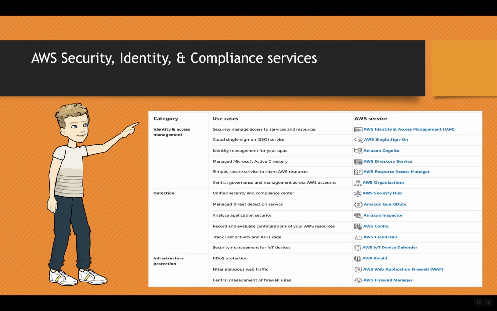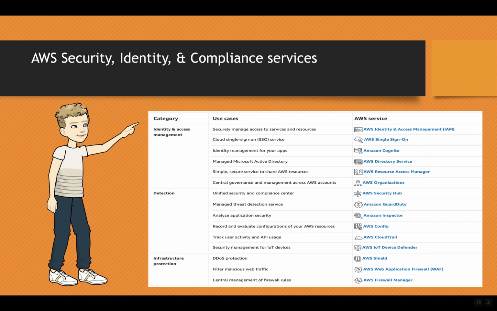Okay. For security, identity, and compliance services, you have IAM, AWS Single Sign-On, Amazon Cognito, AWS Directory Service, and AWS Resource Access Manager. IAM is for securely managing services and resources. Single Sign-On is a cloud single sign-on SSO service. Amazon Cognito is identity management for your apps. AWS Directory Service manages Microsoft Active Directory. Resource Access Manager is a simple, secure service to share AWS resources. AWS Organizations is central governance and management across AWS accounts.